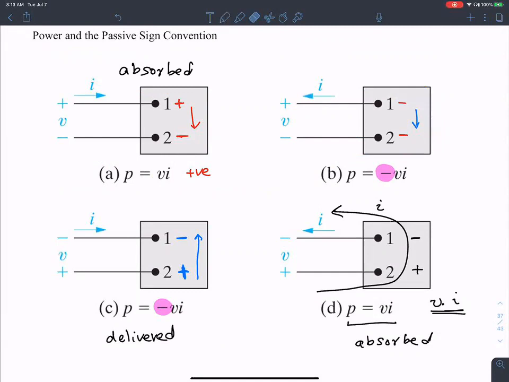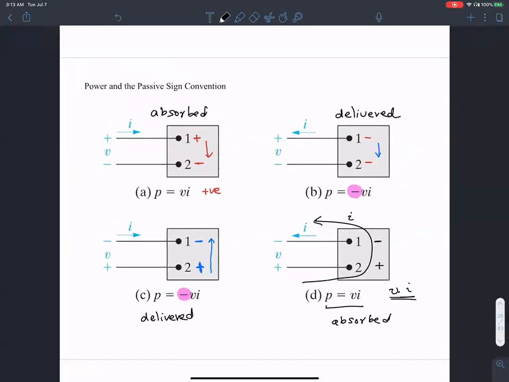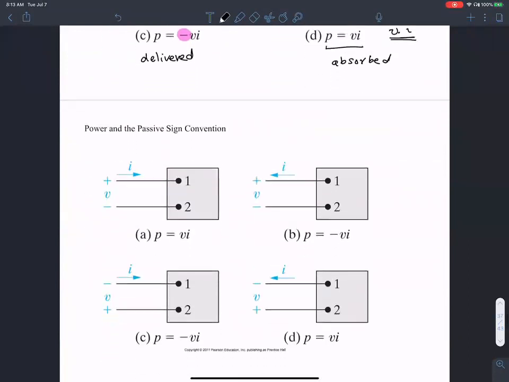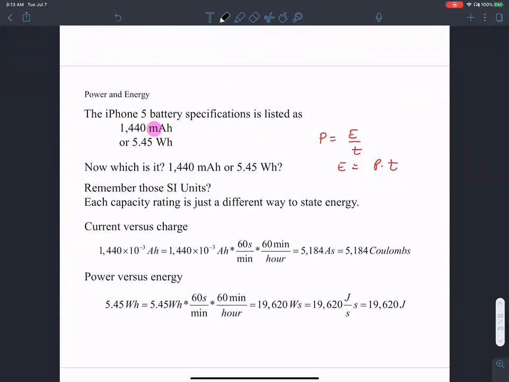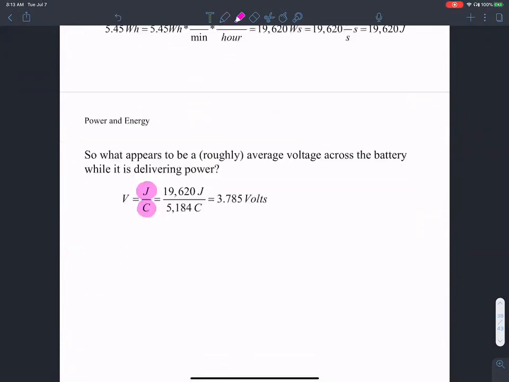And the opposite is true here. VI is negative, therefore the power is delivered. Okay, so that's the thing that we want to remember. This is what we did in the last class, a passive sign convention. And then we looked at a small problem where we look at charging an iPhone 5 battery. We looked at two problems actually.